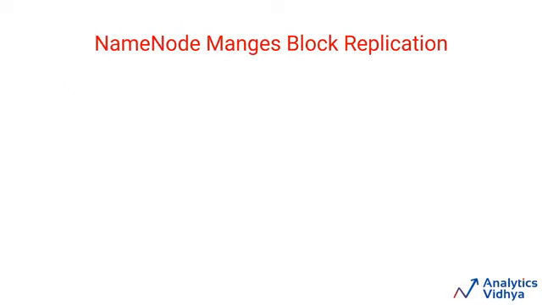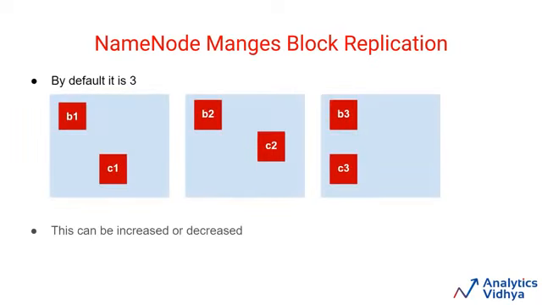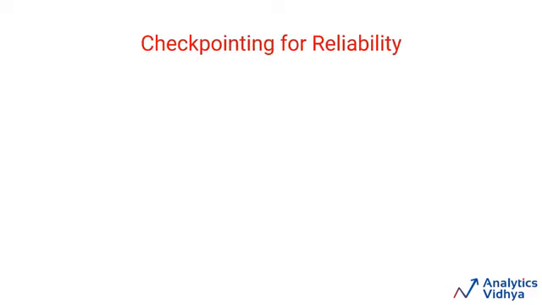The name node manages the block replication. By default, it is 3, but this can be increased or decreased by simply changing the value in the configuration file. Now let's understand checkpointing namespace and journal namespace changes for reliability.